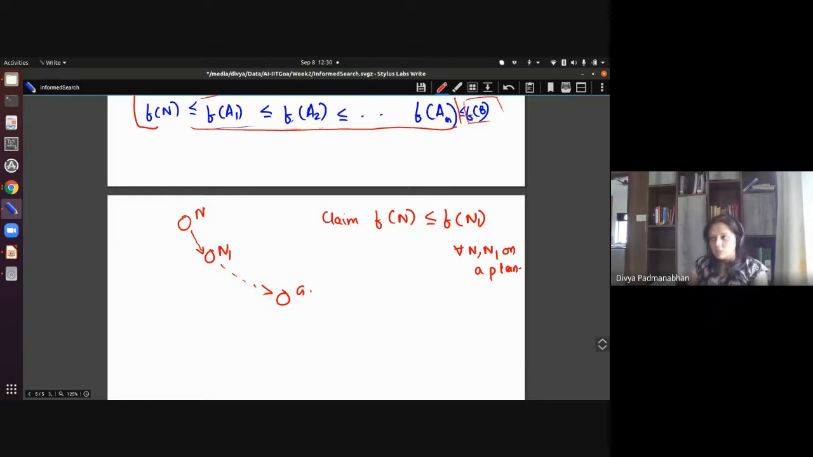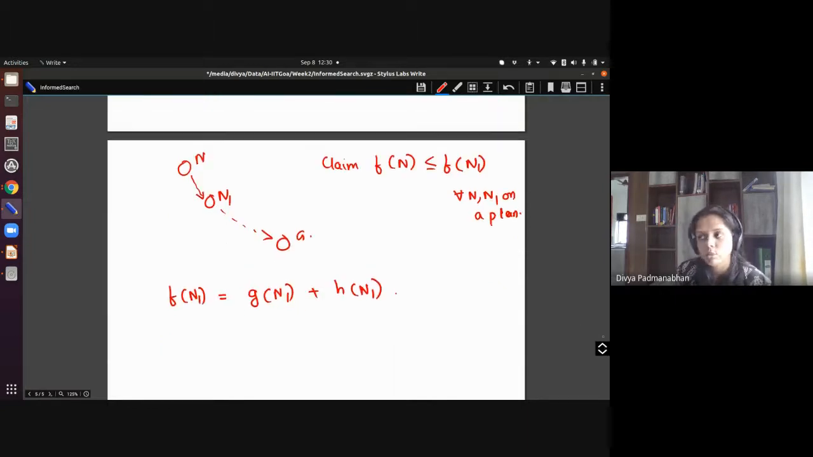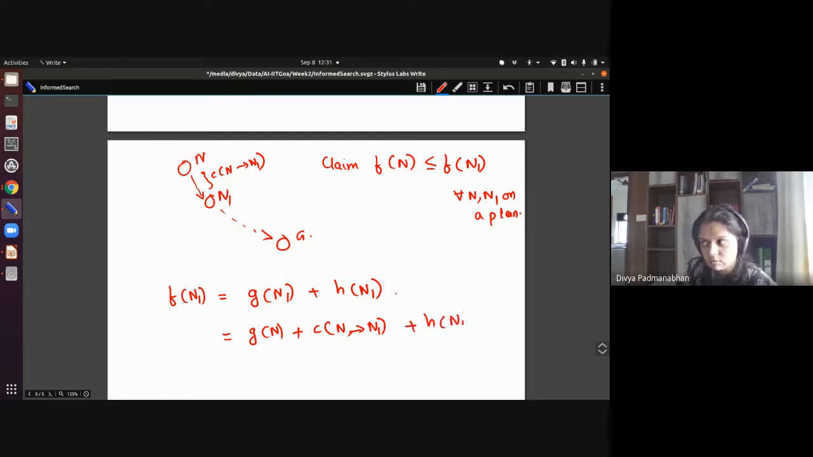So let's write what f of n1 is for this. f of n1 is g of n1 plus h of n1. Now, what was g of n1? This was computed from g of n plus this cost, c of n to n1. This is the true cost. So this is exactly g of n plus c of n to n1 plus h of n1. Is this okay?